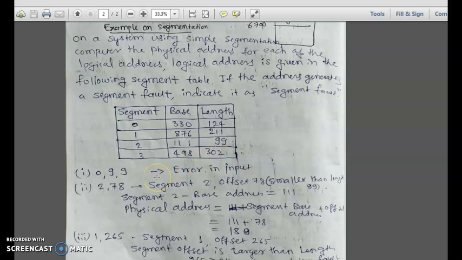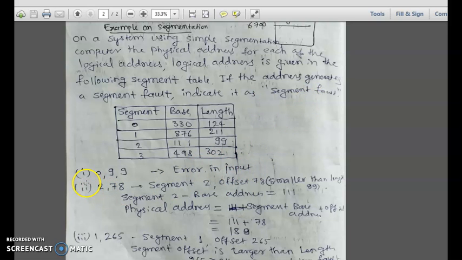Let us see how these values are a combination of the segment number and the offset given here, and we have to check whether these values are correct or not. If they are correct, then we have to find the physical address. If the physical address is not possible to calculate, then we have to report an error, either a segment fault or an error in the input.